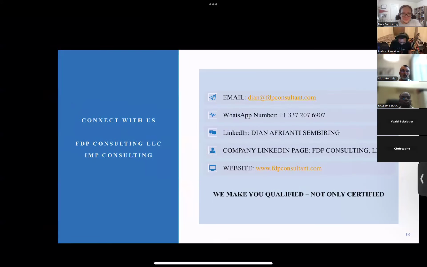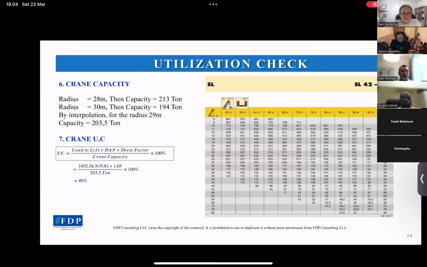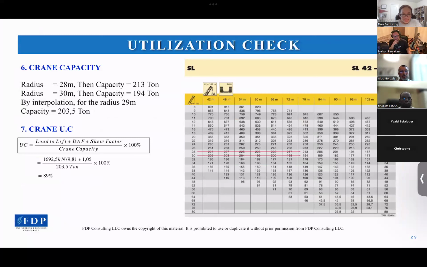I think that's the end of the session for today, right? Tomorrow we will continue again. For today, do you have any question regarding this? Because tomorrow we will continue with a new topic, with more complexity. Tomorrow we will start to calculate the ground bearing pressure. So for today, do you have any question?